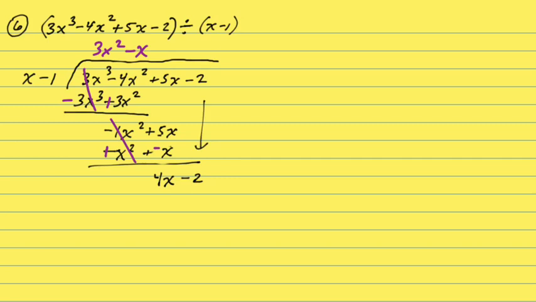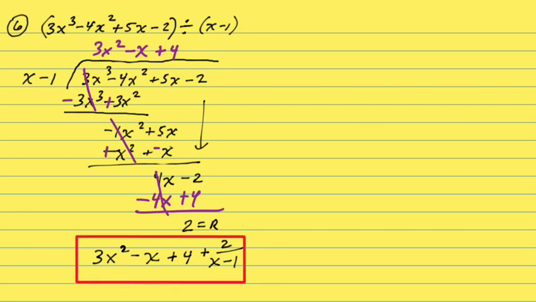X times what is 4x? Should be a 4. 4 times x is 4x. 4 times negative 1 is negative 4. Change the signs and add makes your remainder a 2. So you're going to make it into 3x squared minus x plus 4 plus your remainder over the divisor.